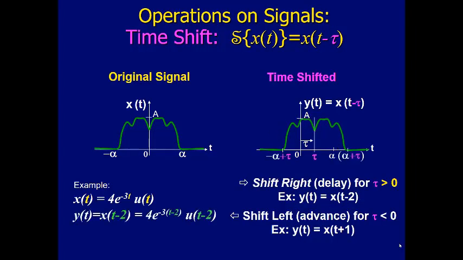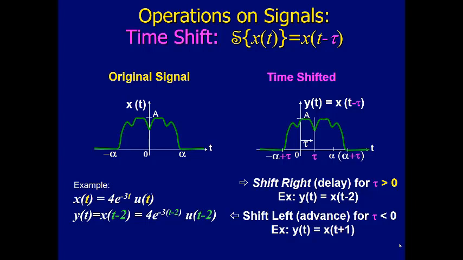So if we have again an x of t minus tau, that's going to imply a shift to the right for tau being a value greater than 0. If we have a time advance, that would be a value of tau less than 0, so we have an x of t plus a positive value. For example, x of t plus 1 implies a shift to the left so that things start sooner.